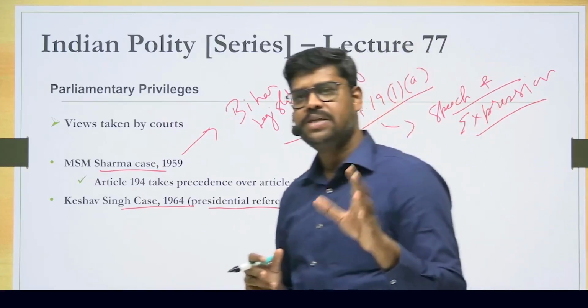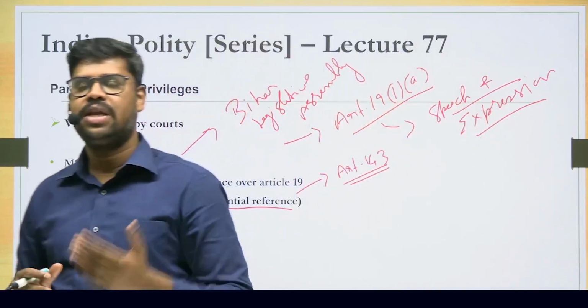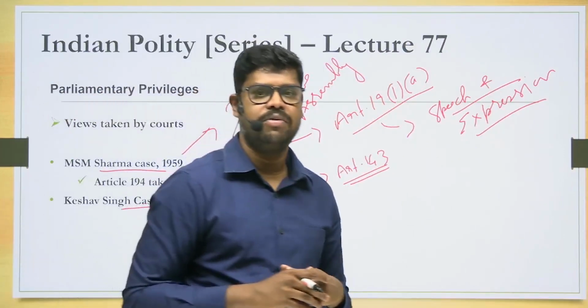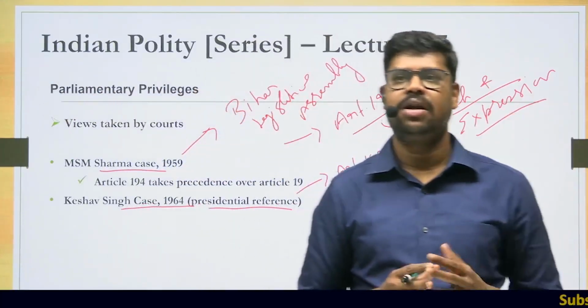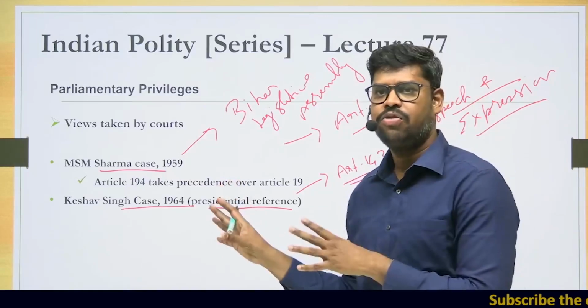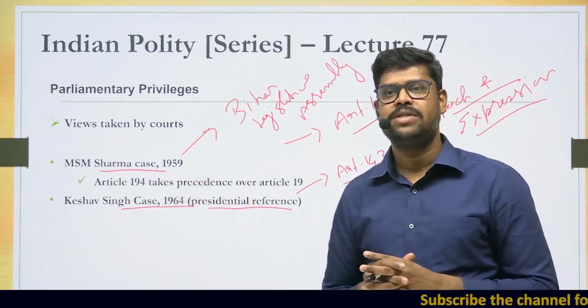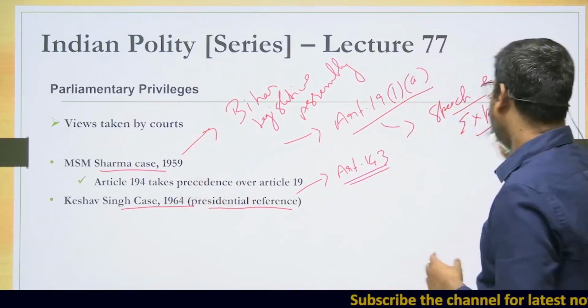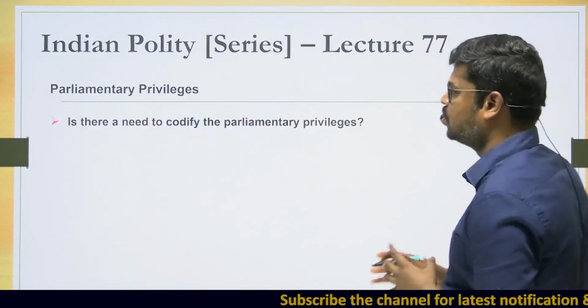So this is the basic understanding, and how there is an evolution of the use of parliamentary privileges vis-a-vis the fundamental rights exercised by the citizens can be understood from both the cases, that is the MSM Sharma case and the Keshav Singh case. Very, very important cases in the history of India.